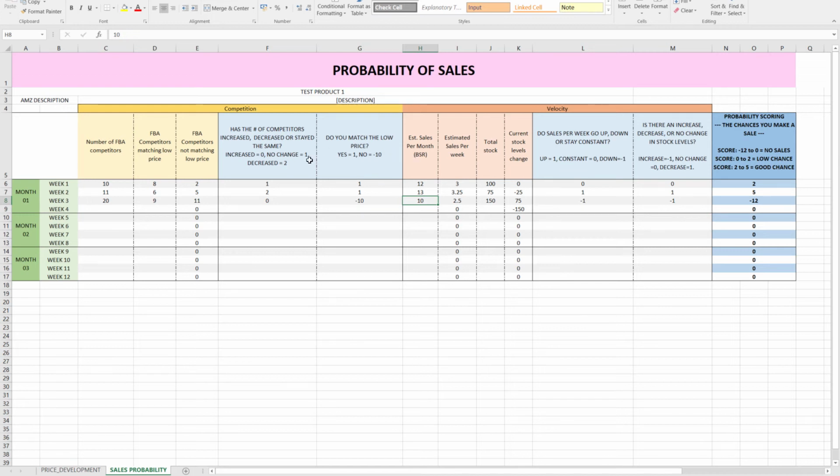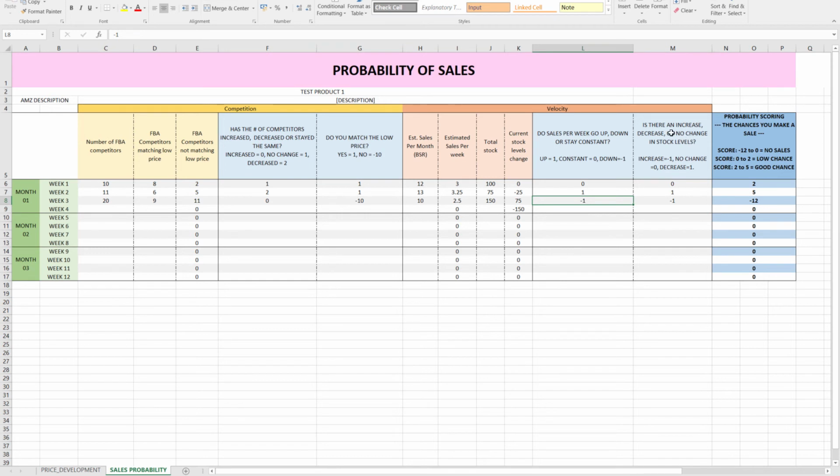Now, again, just like with the competition section, in the velocity section you also have two ratings. So, do the sales per week go up, down, or stay constant? I don't know if you can see this properly, but if this goes up, down, or stays constant, again you give it a value. So it's 1, 0, or -1.